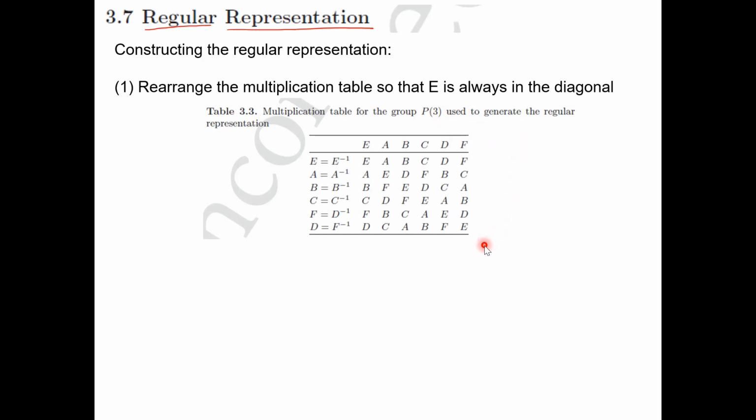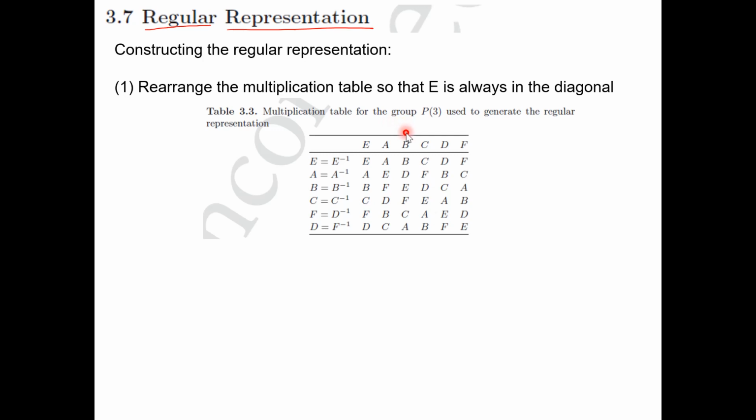So I just did that for the P3 group. I rearranged the order of the different elements so that I have the identity always on the diagonal of the multiplication table. To do that, basically, if the second column is the element A, then the second row must be the inverse of A, which in this case is also A.